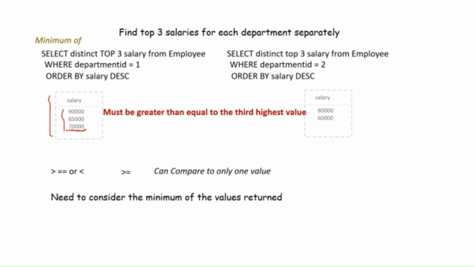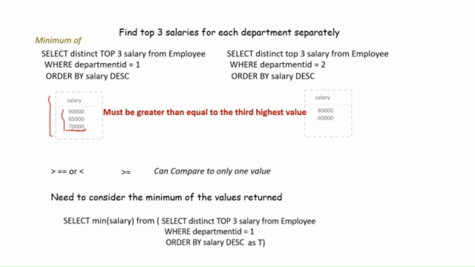So the query looks like this: select min salary from, this is the old query which is getting repeated for now, select distinct top 3 salary from employee where department ID equals 1, order by salary descending as T.